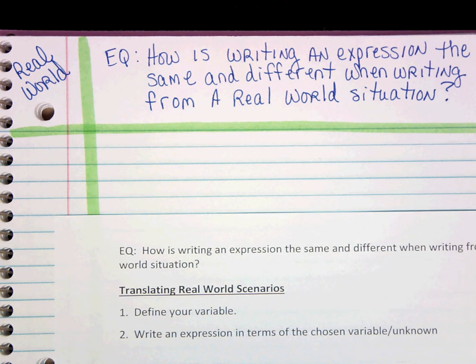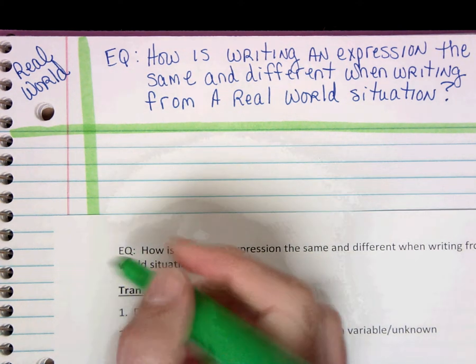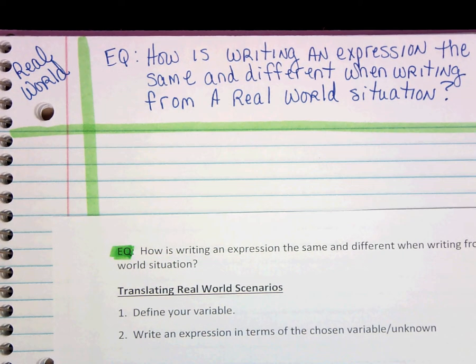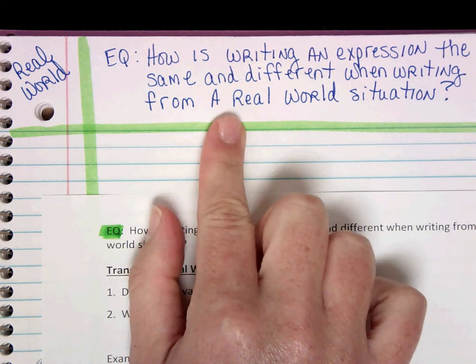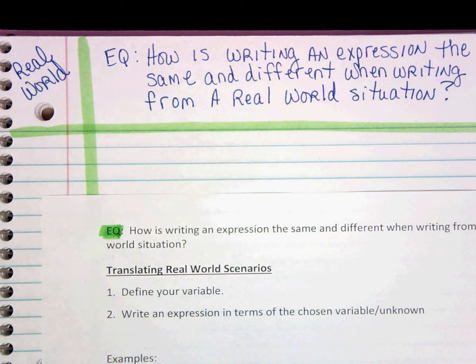So make sure, I know in the note template I did go ahead and type out the essential question for you, but if you happen to be writing your notes yourself, please make sure you write your essential question at the top of your notebook along with your topic. Okay?